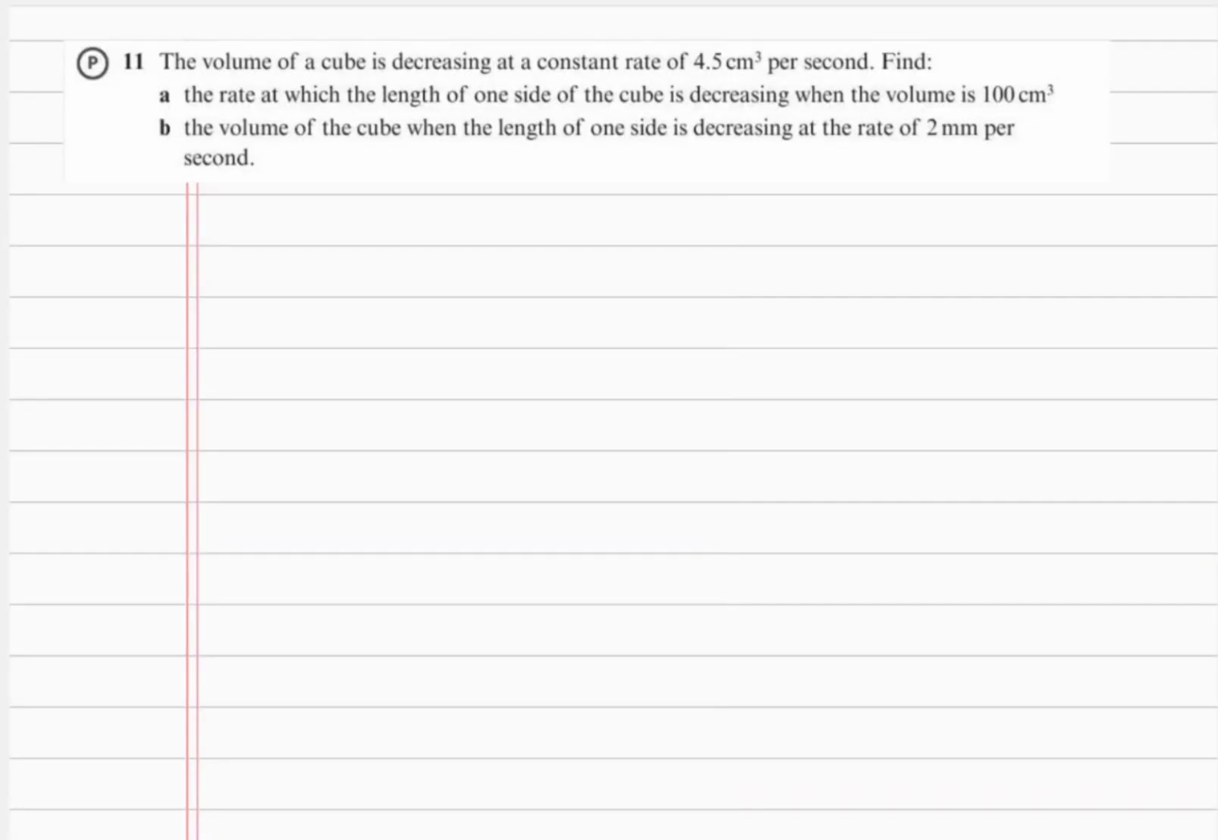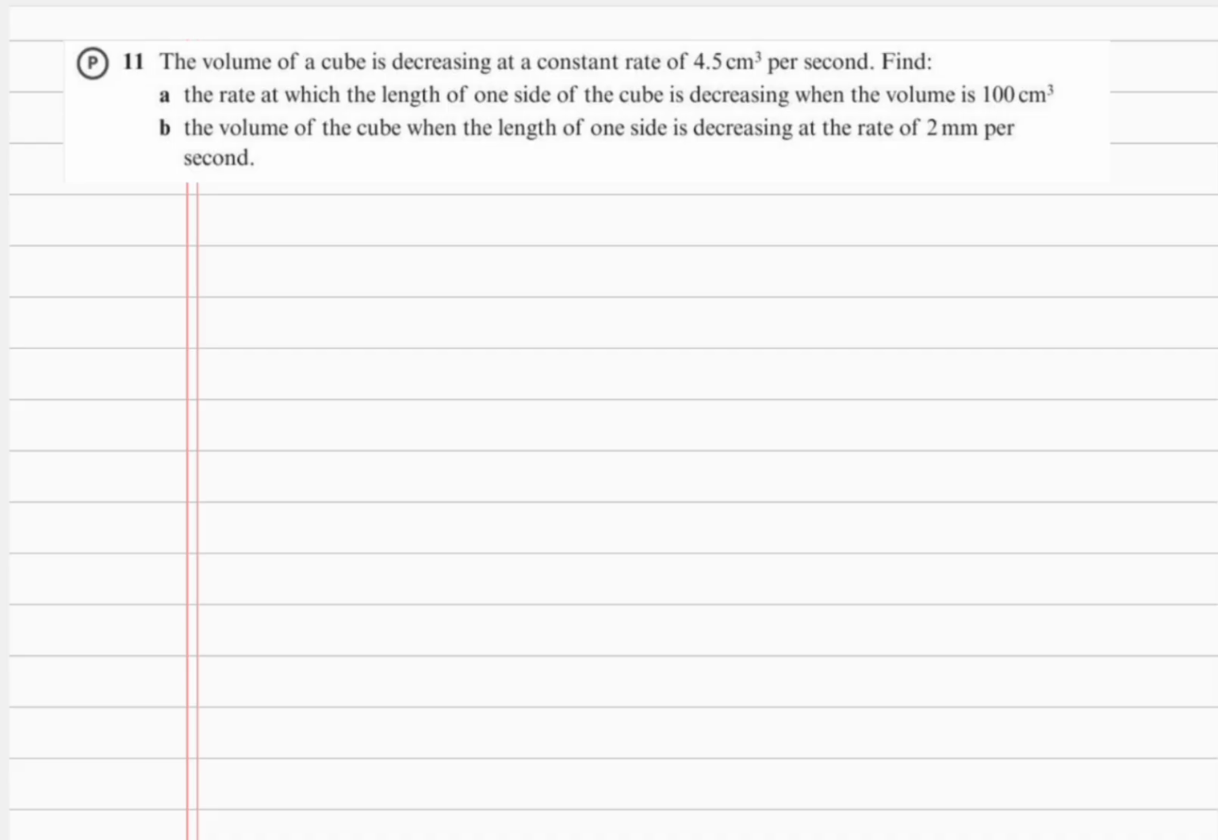Hi everyone, this video is on exercise 9J question 11. The volume of a cube is decreasing at a constant rate of 4.5 centimeters cubed per second. Find A, the rate at which the length of one side of the cube is decreasing when the volume is 100 centimeters cubed. Okay, so this question has some similarities to question number 10.